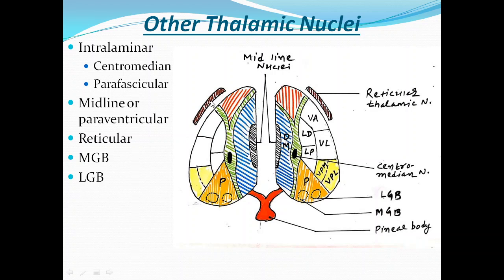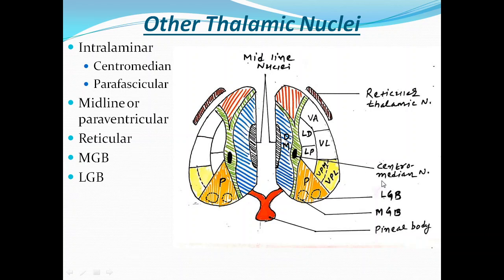Now, along the lateral surface, there is a curved mass of gray matter known as the reticular nucleus, or reticular thalamic nuclei. And last is the pulvinar. Posteroventral to this pulvinar, there is a presence of the medial and lateral geniculate body. These are components of the metathalamus, but they are considered as thalamic nuclei nowadays. So these are the other thalamic nuclei.